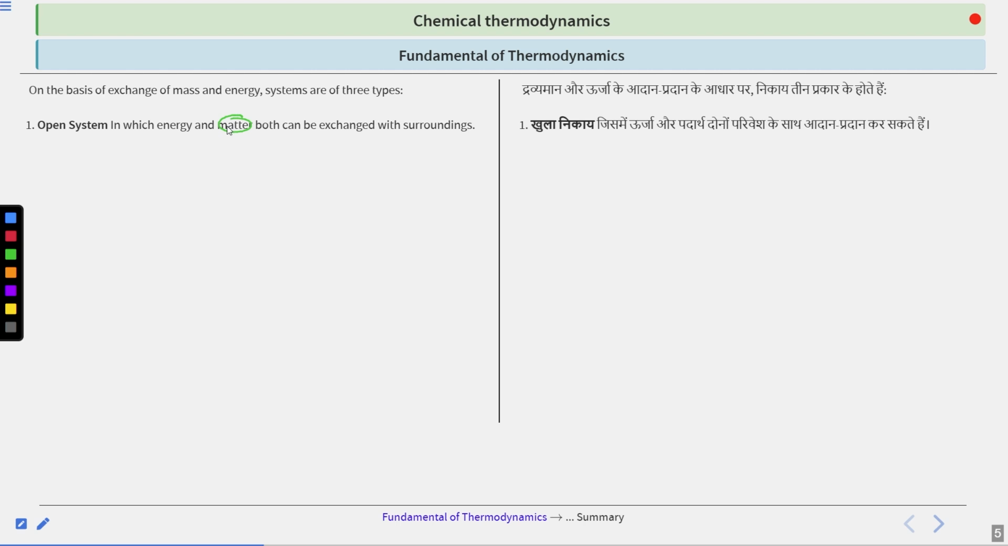Second thing, suppose you take the water in the bucket to be hot. You take the hot water. Now what will happen?